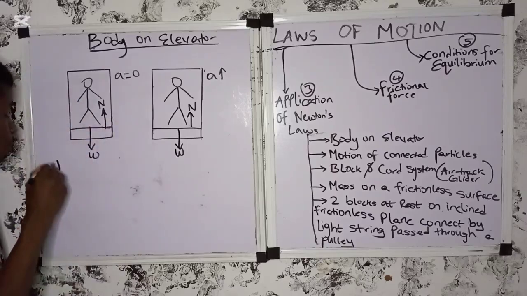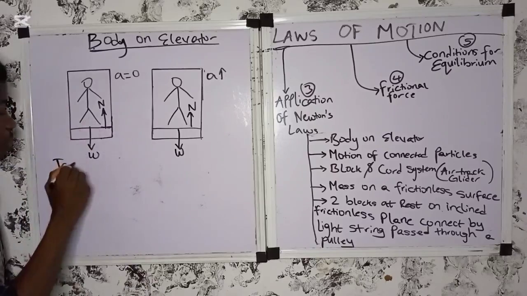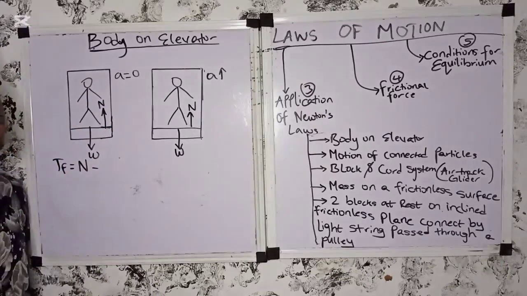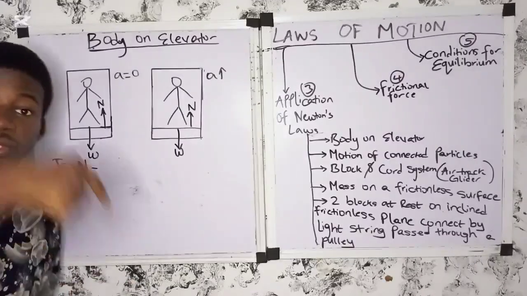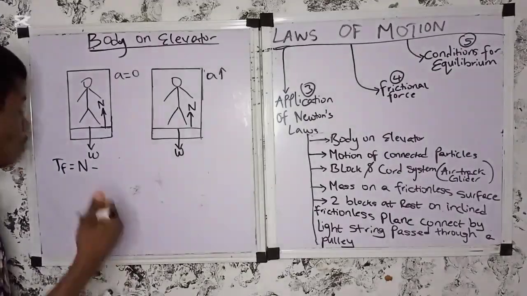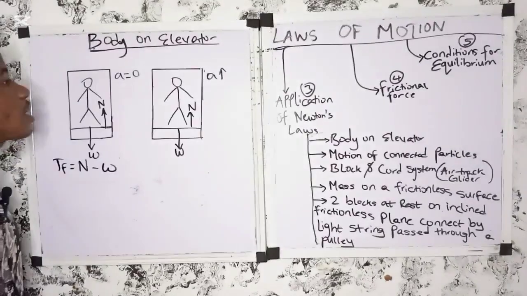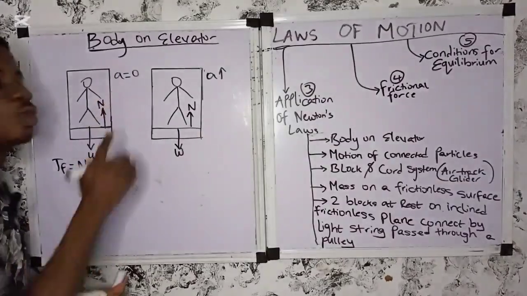So the total force is equal to what? The normal reaction force, which is going upward, minus what? Weight. You know why weight is negative? Because it's going downward towards the negative y-axis, right? So minus W.